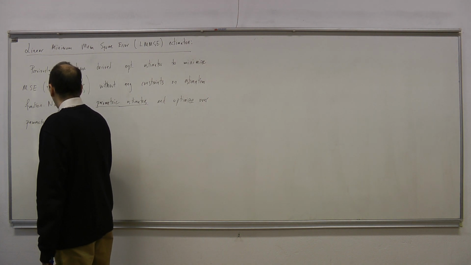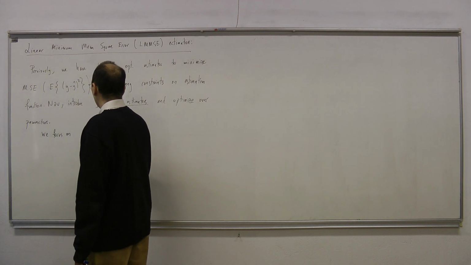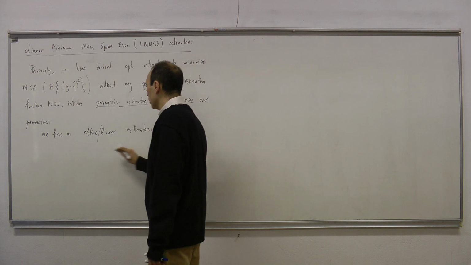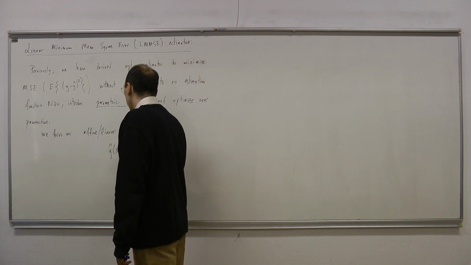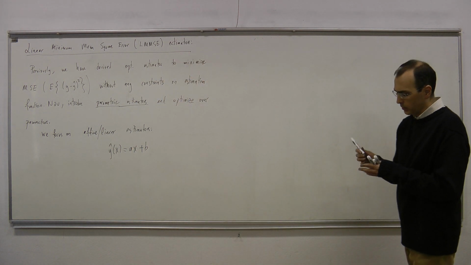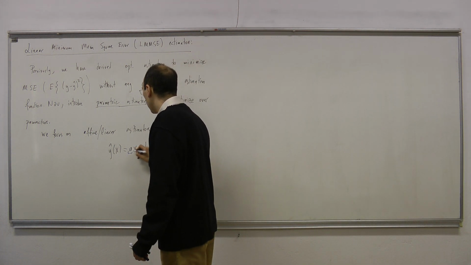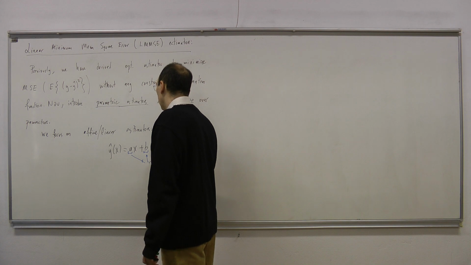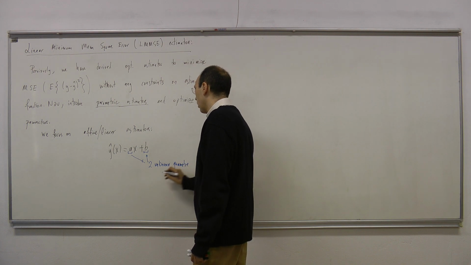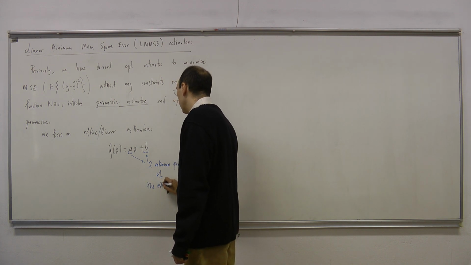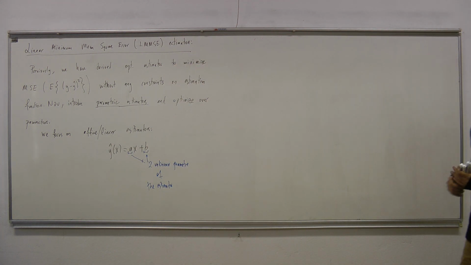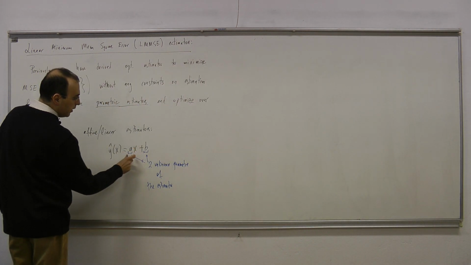We focus on affine or linear estimators. So what do I mean by that? For the first example, I am considering something like this, ax plus b. You see that a and b are two unknown parameters of the estimator. Obviously x is the observation, y is the desired random variable. So I'm just scaling the observation by a, adding b.